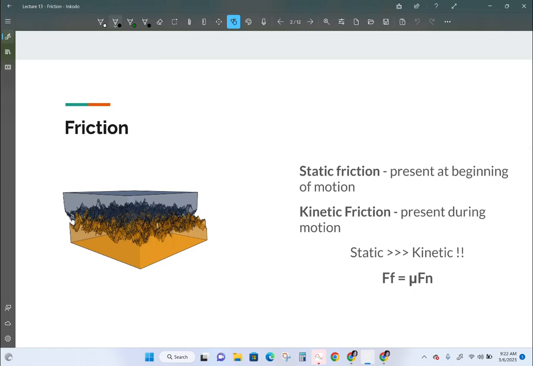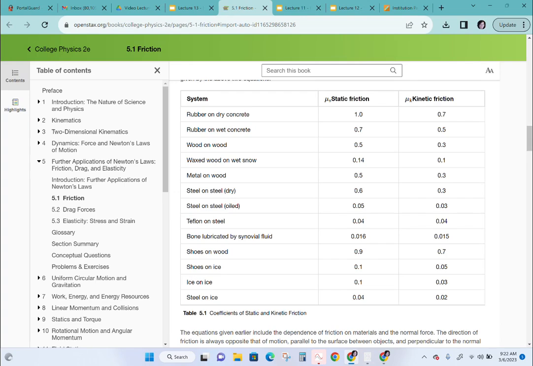That mu is a coefficient, and it doesn't have any units. It just tells you the ratio of friction to normal force. So if the ratio is 1, that means the friction is equal to the normal force. If the ratio is 0.5, it means the friction is half of the normal force. If the ratio is 0.25, it means that the friction is 1/4 of the normal force.